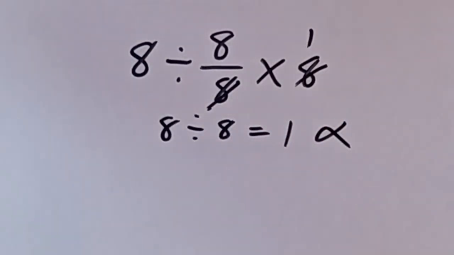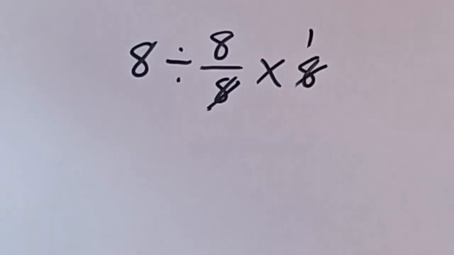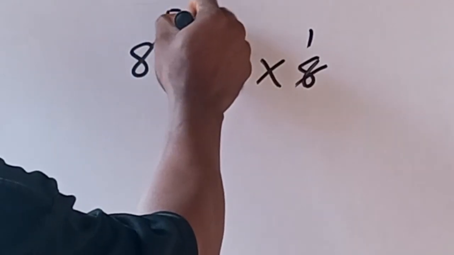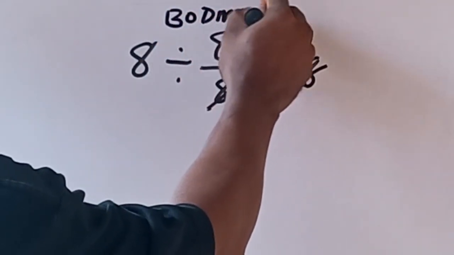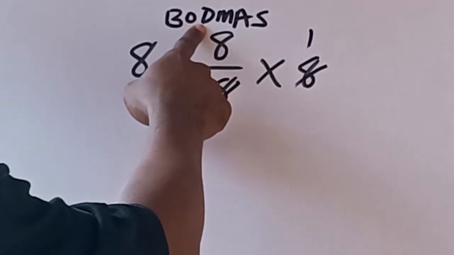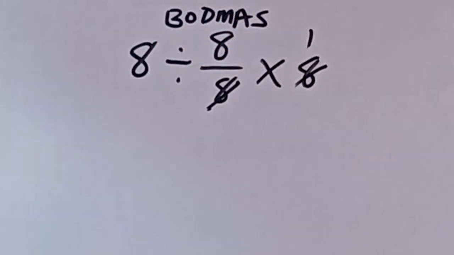Why is it not correct? Because we omitted the rules called order of operation. So our order of operation rule is BODMAS. We have BODMAS, which says B stands for bracket, then of, division, multiplication, addition, and subtraction, right?